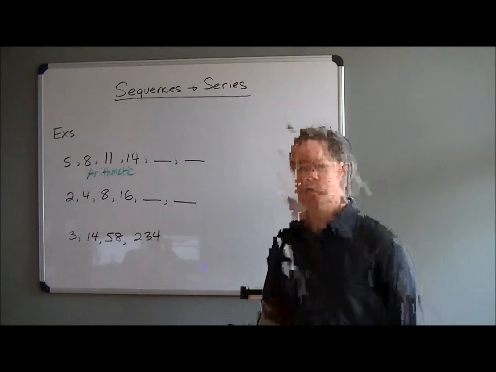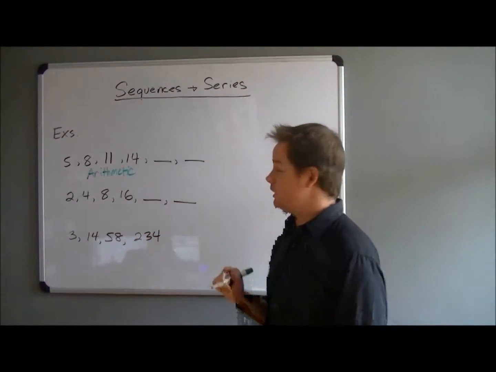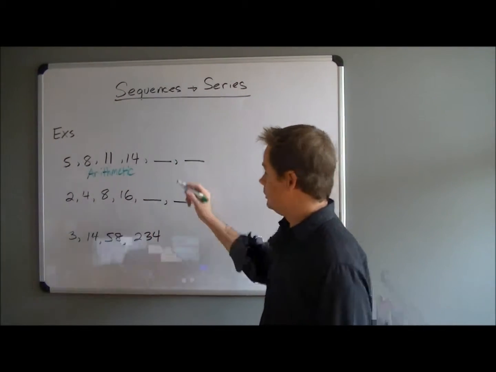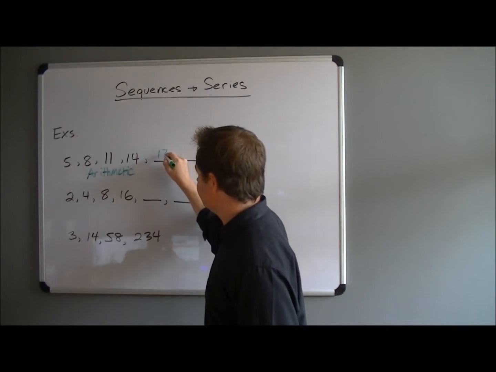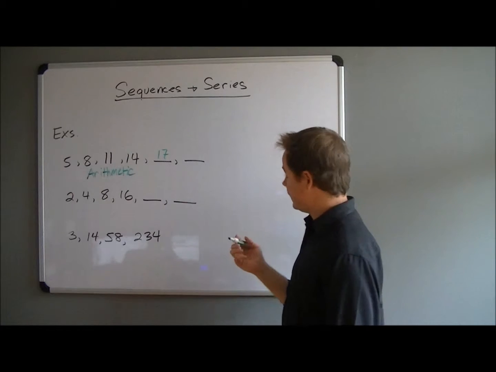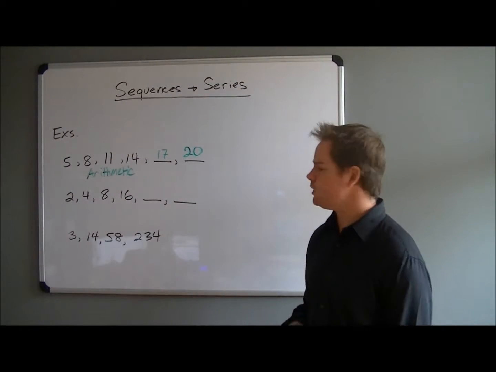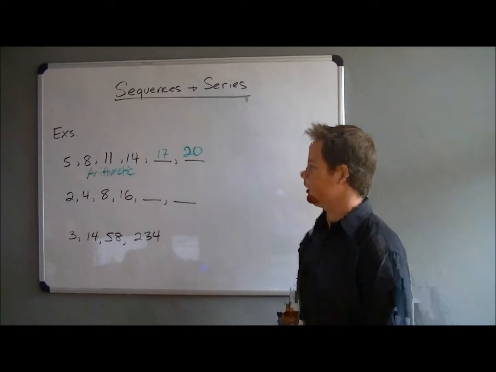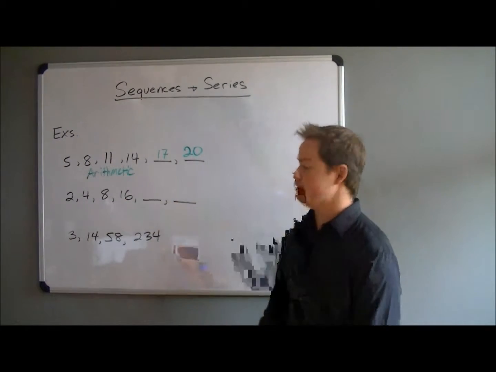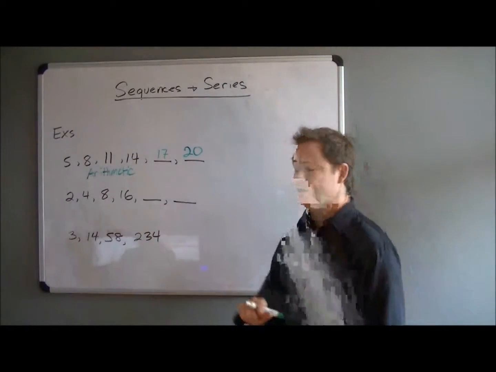So what would our next two terms be? Well, from 14, we're going to continue adding 3 each time, so this next term here will be 17. And then from there, we're going to add 3 again, and so that next term will be 20. So as we go through our sequence, we're going to continue adding the same amount every time in this arithmetic sequence. Let's take a look at a second example.